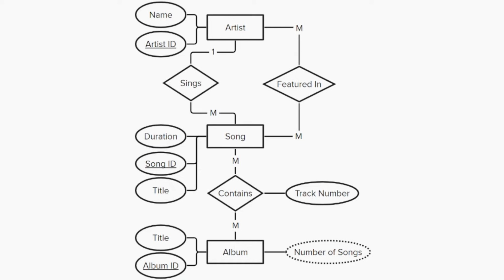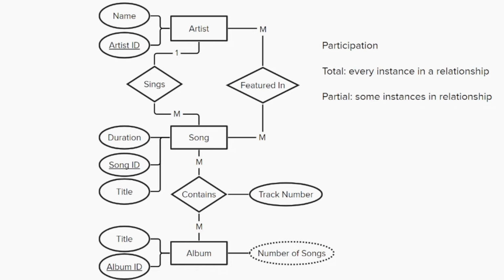The distinction we want to model here is the degree of participation in a relationship. Albums have total participation in the contains relationship because an album must have songs on it. In contrast, it is possible for a song to exist without actually being on any album, such as a bootleg recording of a live performance, or a song released via the internet without being associated with an album. Therefore, songs only have partial participation in the contains relationship. These facts can be modeled by using double lines to indicate total participation.